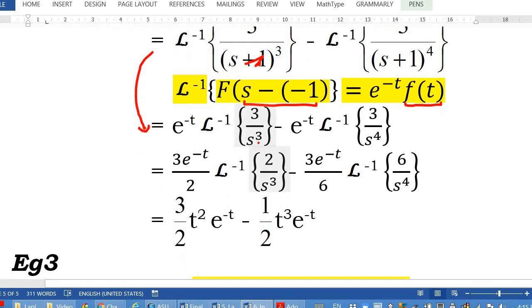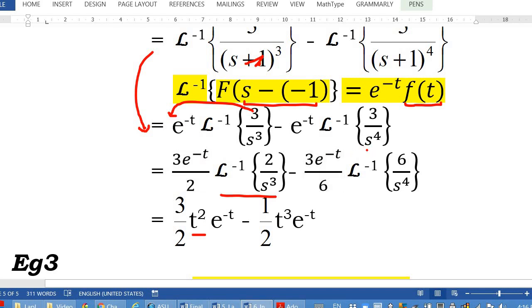Then you notice s to the power 3. In the numerator you must have 2, so that the inverse Laplace of 2 over s cubed gives t squared. So you multiply by 2, and you have to divide by 2 so that it is balanced. The 3 in the initial numerator you factor out, so you get 3 e^(-t) divided by 2, because you multiplied by 2, so that the inverse Laplace of 2 over s cubed is t squared. So for the first term the total is 3 over 2 t squared e^(-t).